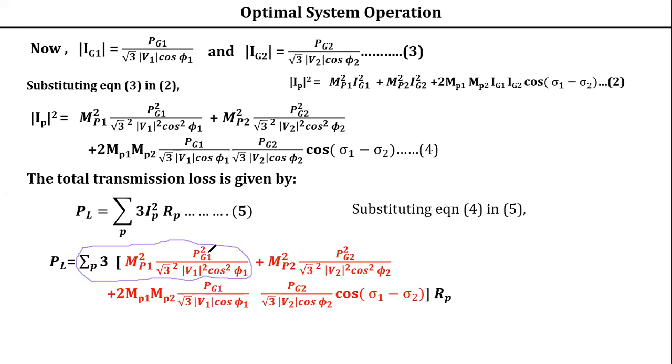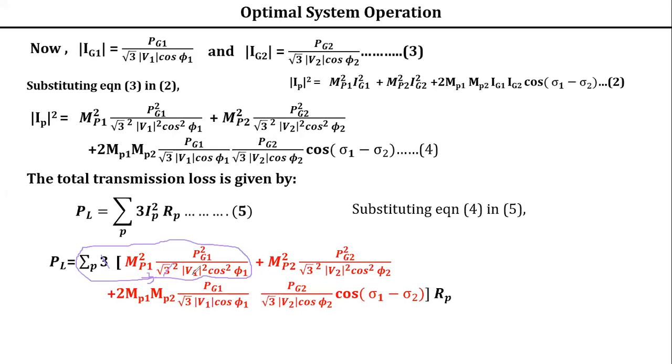That is Pg1 square by root 3 square V1 square cos square phi 1. Now here, root 3 square means what? Root 3 square means it is 3. So 3 gets cancelled, isn't it? So in this first term, 3 gets cancelled. So what is left out? Pg1 square by V1 square cos square phi.